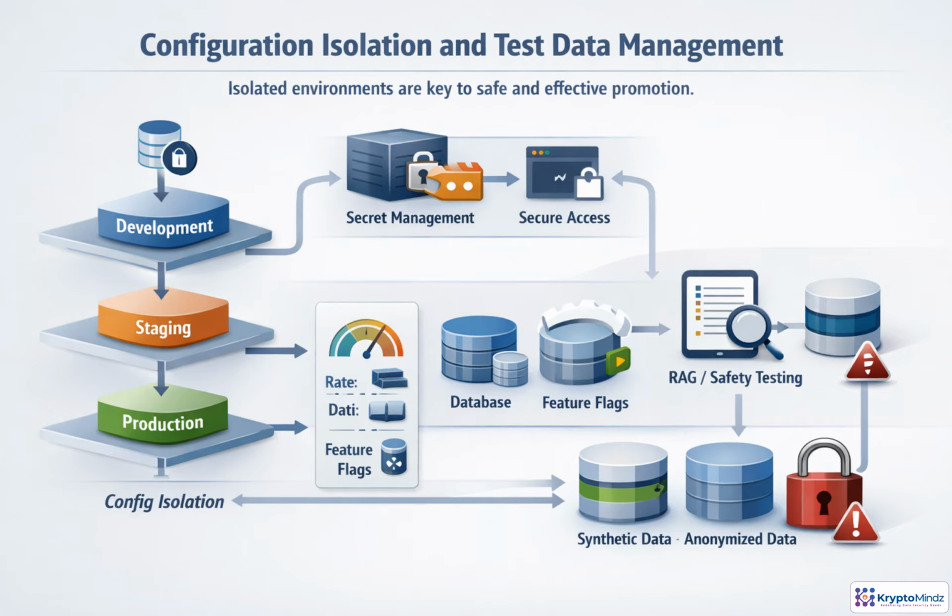Promotion across development, staging, and production is safe only when each environment is truly isolated. Keep provider choices, API keys, database endpoints, rate limits, and feature flags separate, so a test change cannot leak into production. Secrets should live in a secret manager, accessed through workload identity, never committed to Git or embedded in manifests. Test data needs the same discipline. Use curated datasets for prompt evaluation, RAG quality, safety checks, adversarial cases, and regressions. Avoid raw production PII in lower environments. Prefer synthetic, anonymized, or tightly governed samples.